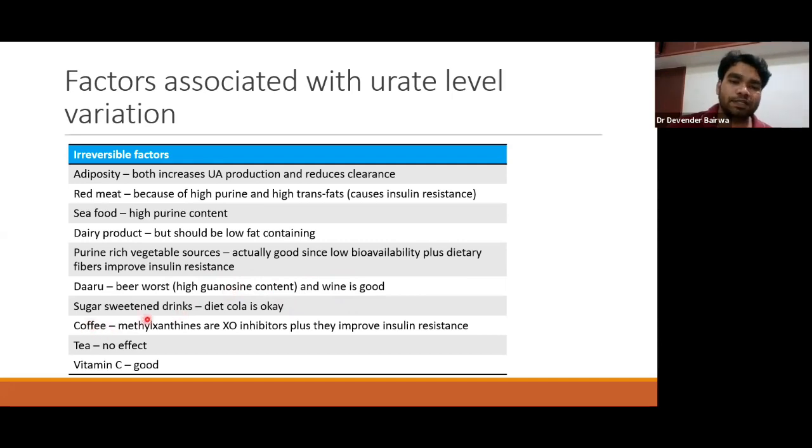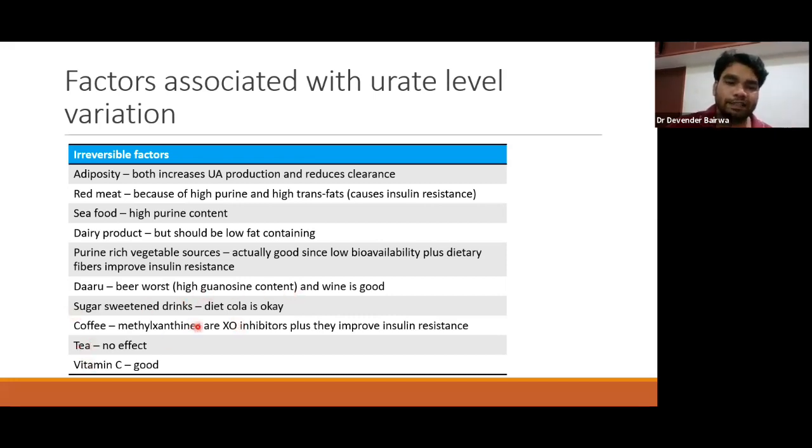Then sugar sweetened drinks. Diet cola is okay because it contains less fructose, but in general Pepsi, Coca-Cola, and other such drinks have a high amount of fructose. And as we have seen, this fructose is absorbed with the help of the SLC GLUT9 pump along with uric acid, so it can also lead to hyperuricemia.